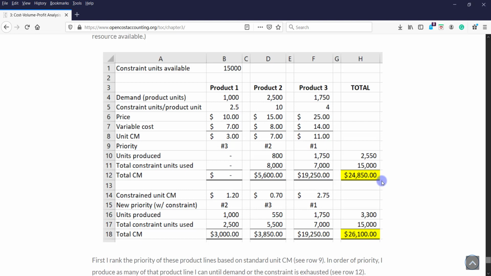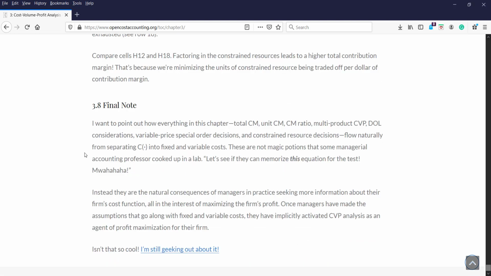The differences between the products could be bigger. Perhaps this is in thousands of dollars, and you're looking at almost $1.3 million. This all flowed out of our desire to separate the cost function into fixed and variable costs. It just naturally came about.